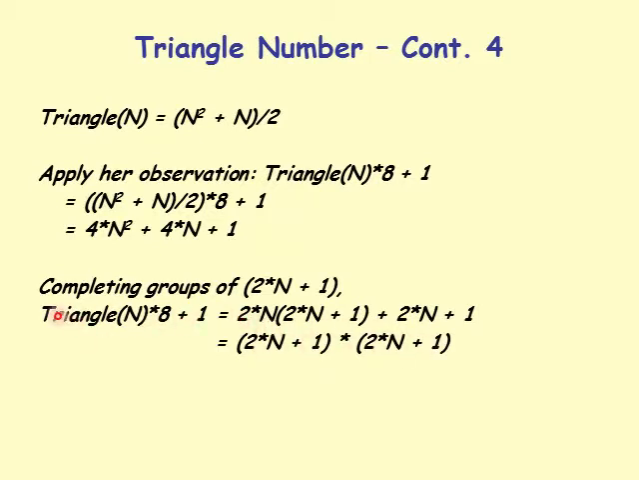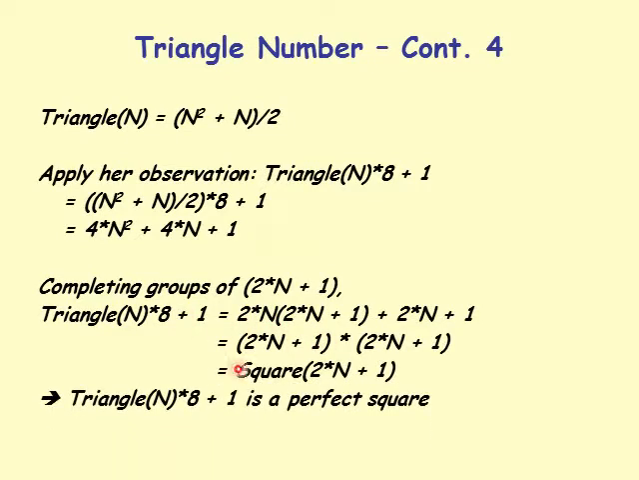That means the left hand side is equal to the square of 2n plus 1. Let's continue here. Which is the square of 2n plus 1. Okay, so that's what the observation was, that it is a perfect square. So triangle number of n times 8 plus 1 is a perfect square. We just analyzed it, proved it, that it is true, and that was the observation Shakuntala Devi had made. Let's continue.